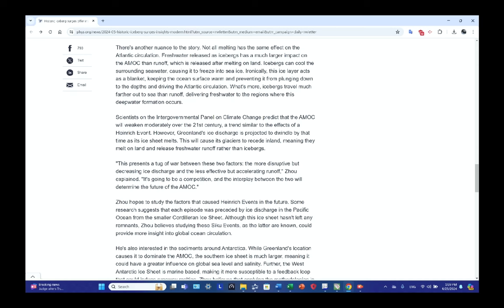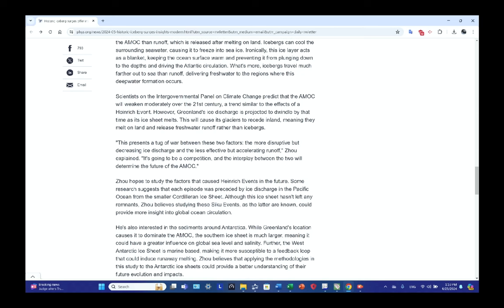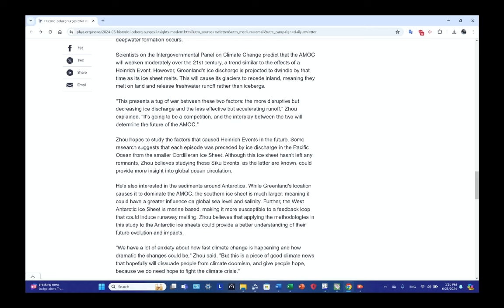So icebergs can cool the surrounding seawater. It may be able to freeze it into sea ice, and then this ice layer acts as a blanket, keeping the ocean surface warm and preventing it from sinking. What's more, icebergs travel much farther out to sea than runoff, delivering fresh water to the regions where this deep water formation occurs, and go further south, as I just said.